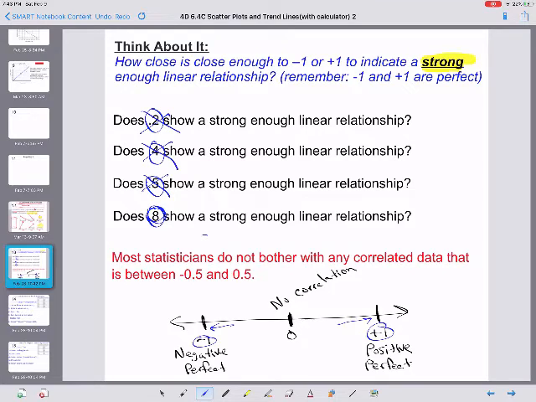So numbers like -0.8 or +0.8, or even positive 0.7, or a positive even 0.6 probably would be considered strong. Anything below that, though, like 0.5 is probably low, 0.4 is definitely low, 0.2 is low, but basically shows no correlation. 0 itself is no correlation at all. So let's move on to our calculator so we can actually calculate these R values.